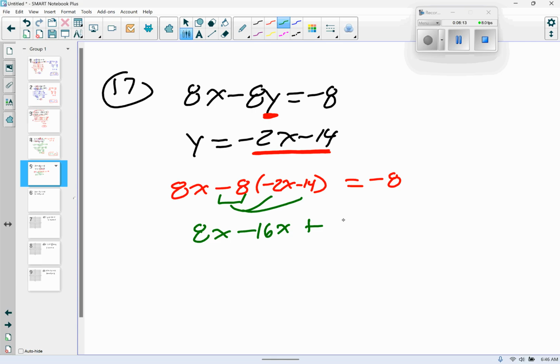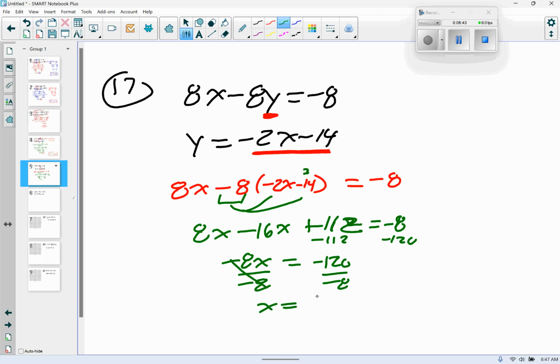Let's see, 32. Carry the 3, that's 112 equals negative 8x. What did that come to? 32, yeah, 112. And subtract 112. So that gives me negative 120. Divide each side by negative 8.